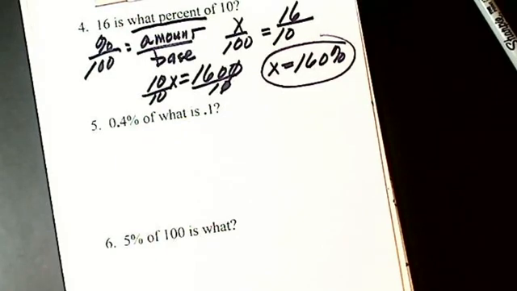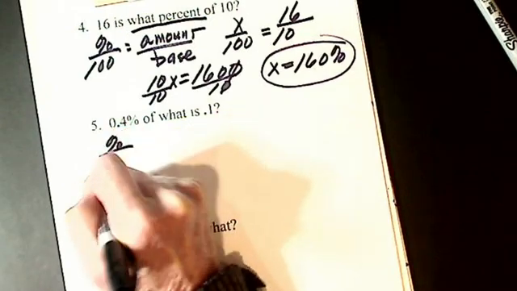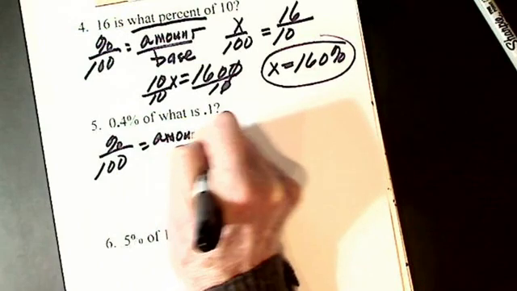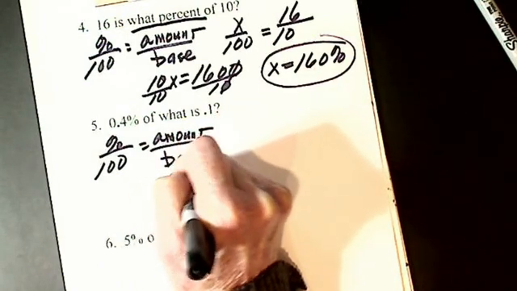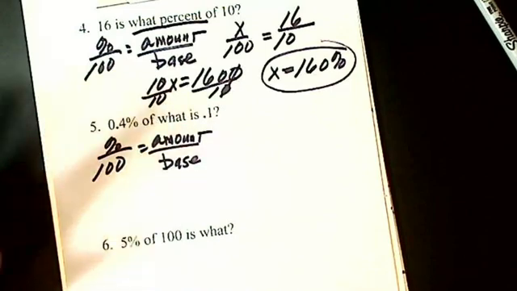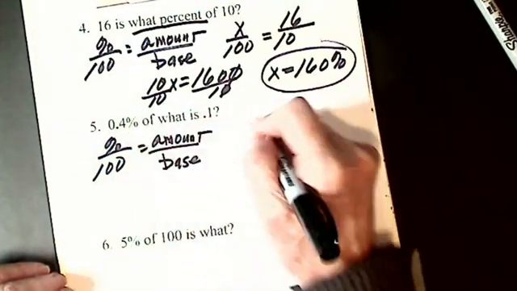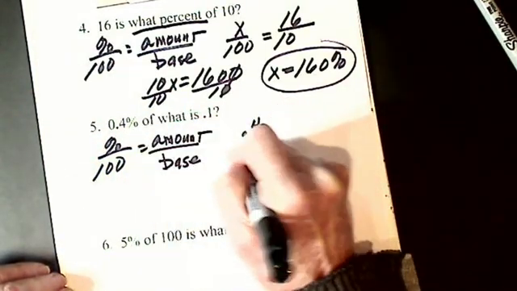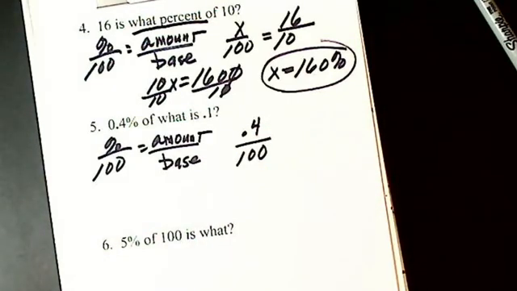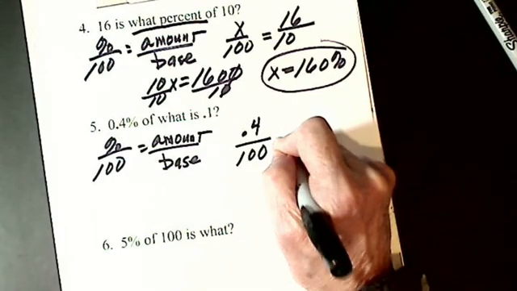All right, this has decimals. I'm going to do the same thing. Percent over 100 equals amount over base. That's my formula. Do I have a percent? Yes. So now, if I use the proportion method, I don't move the decimals. Whatever's in front of the percent sign goes here, because dividing by 100 takes care of that. So I have 0.4 over 100.